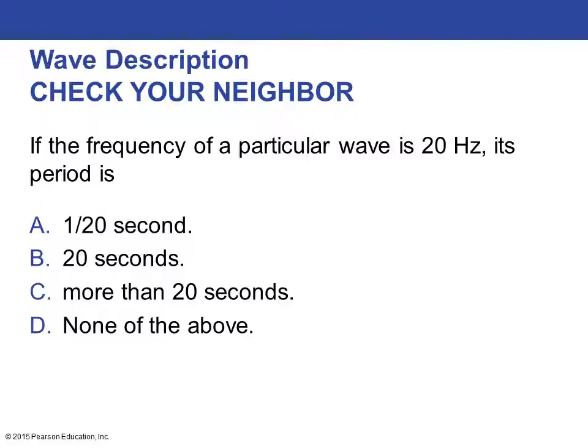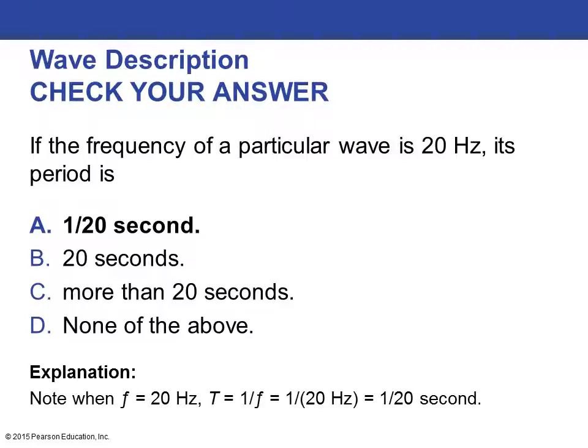Another question here: if the frequency of a particular wave is 20 hertz, what is its period? Is it 1/20th of a second, 20 seconds, more than 20 seconds, or none of the above? The answer is 1/20th of a second. So if frequency equals 20 hertz, then the period is equal to 1 over the frequency, which would be 1 over 20 hertz, which is 1/20th of a second. So the bigger the hertz, the more waves that you have going per second, or the higher the frequency is.